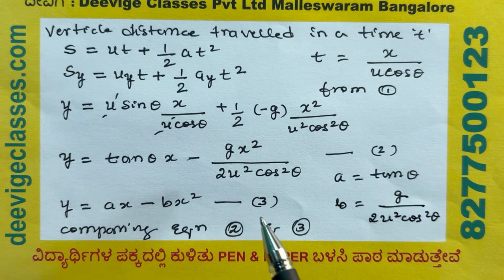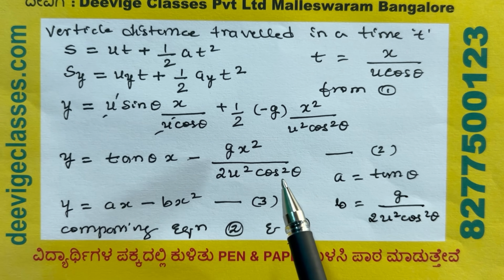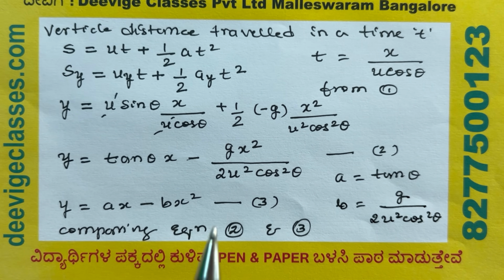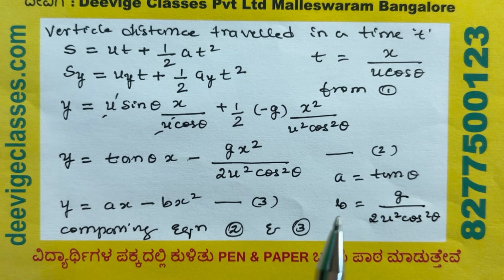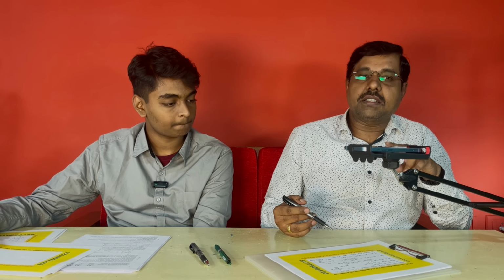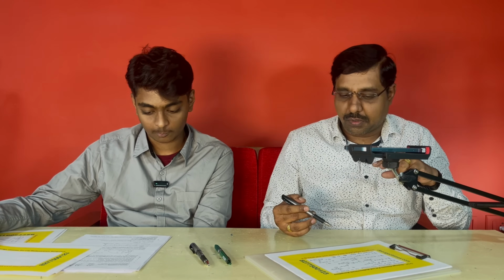If you compare these two equations, they are similar, so I can say that the trajectory of a projectile is a parabola. What is trajectory? The path traced by the projectile is called trajectory, and we have shown that the trajectory of a projectile is a parabola. So students, make a note of it for your board exam. This question carries a 3 mark or a 5 mark derivation: show that the trajectory of a projectile is a parabola.